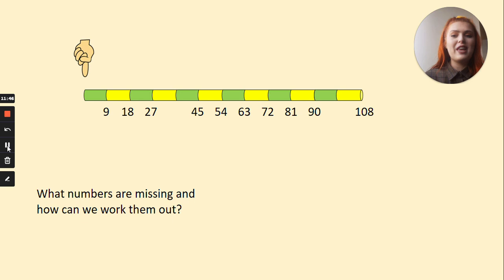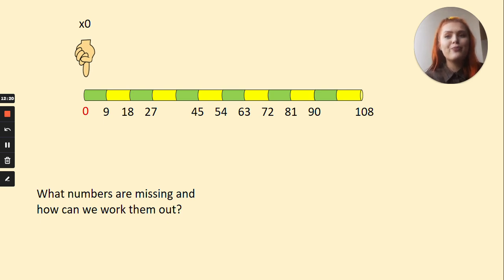Finally, we are going to solve this question. What numbers are missing and how can we work them out? Well, this meter stick is showing us the 9 times table. But that first number is missing. Well, this is 1 times 9, which is 9. So what must our first number be? What do we start on at the very end? It's 0 times 9, which we know is 0. Because anything times by 0 is 0.